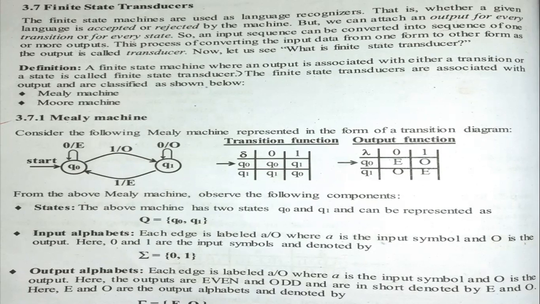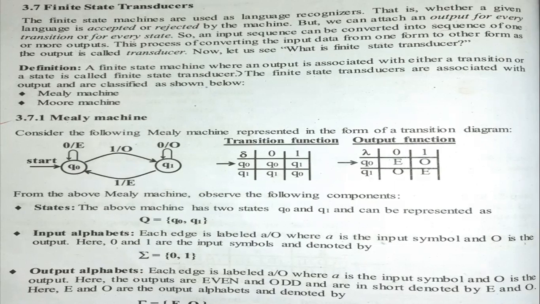Whenever we are moving from the start state towards the final state along with the input alphabet, meanwhile we can generate the output of each state. This process of converting the input data from one form to another form as the output is called a transducer. Along with the input pattern we recognize from one state to another, using the same input alphabet and the same states, we generate a set of outputs. Here we are converting the input into output, and this process we call a transducer.